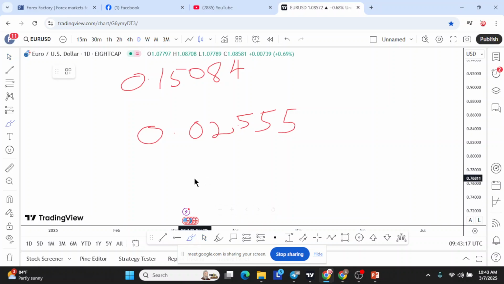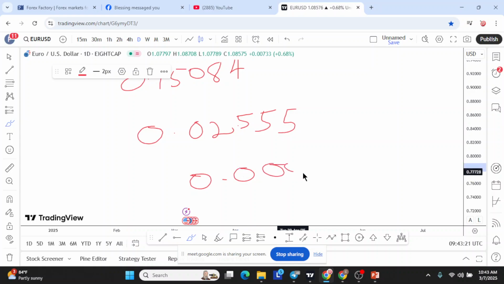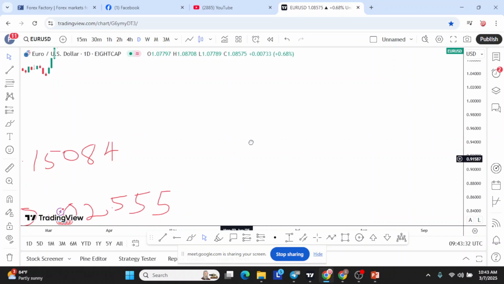So let's have the last one. Let's say we have this, and we have this. How many pips is this? One pip. Yeah. So that is how you interpret it on the tools.